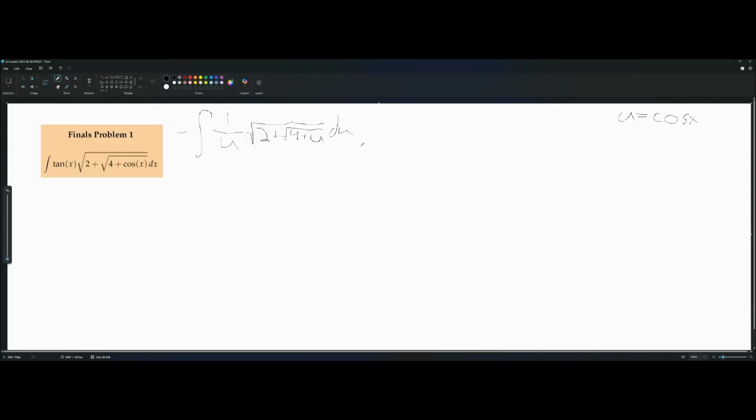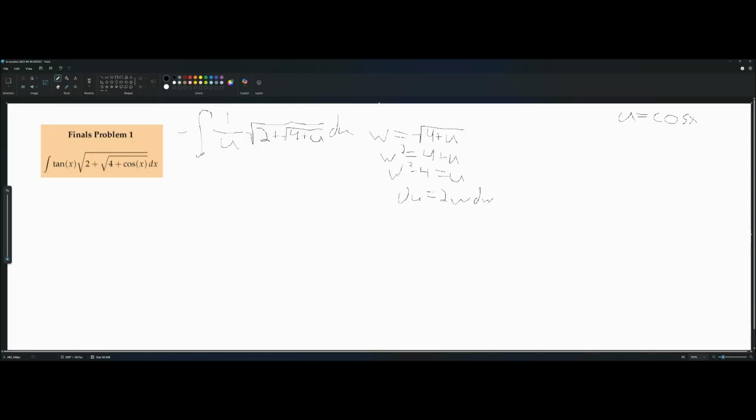And now we're going to do a substitution exactly like we did in our last u sub example. So we're going to let w equal the square root of 4 plus u, right? And we're going to do w squared is equal to 4 plus u. So w squared minus 4 is equal to u. du is equal to 2w dw. Okay.